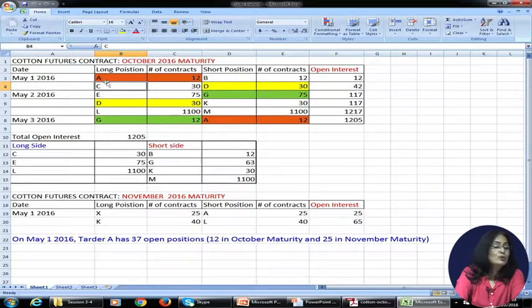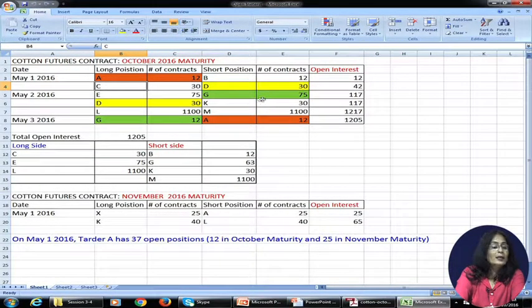Now suppose these are the two contracts which got executed only on day 1, that is 1st May. On May 2, E took 75 contracts and G took 75 contracts. So now open interest increases to 42 plus 75, that is 117.